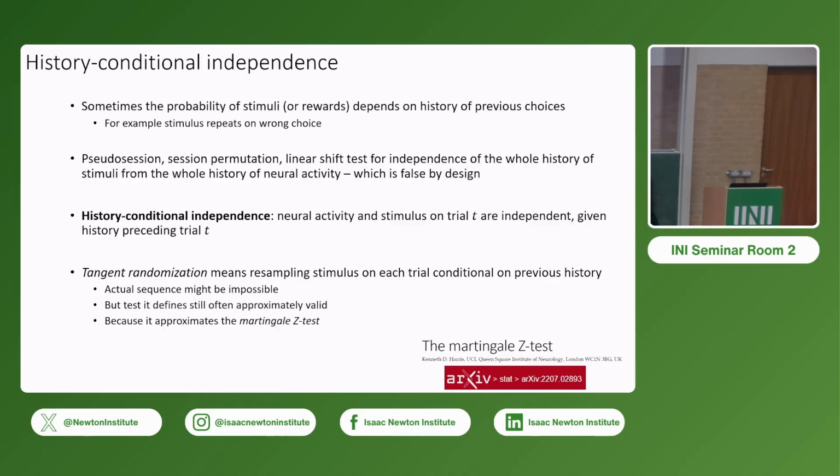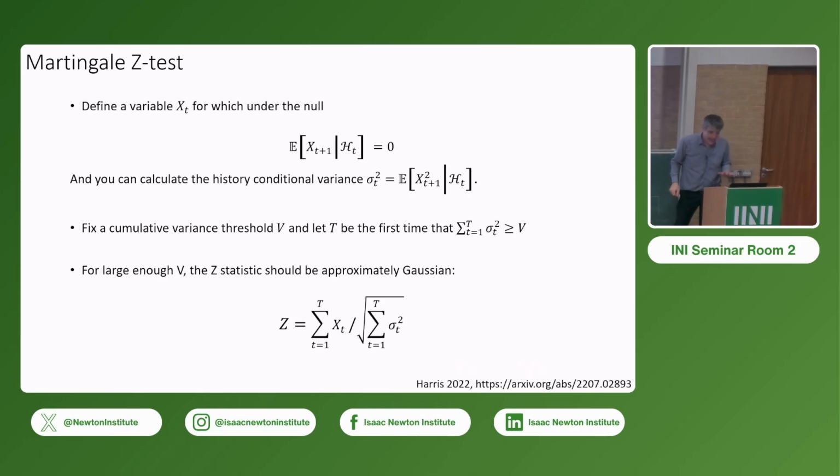The reason that tangent randomization works is because it approximates something else, which I'm going to call the martingale z-test. So a martingale or a martingale difference sequence, as I imagine you know, is a random process for which the conditional mean at time t plus 1, conditional on the history, is 0, right? It doesn't mean they're independent of each other. It doesn't mean they're uncorrelated with each other. It just means that the expectation at time t plus 1, conditional on the past, is 0.